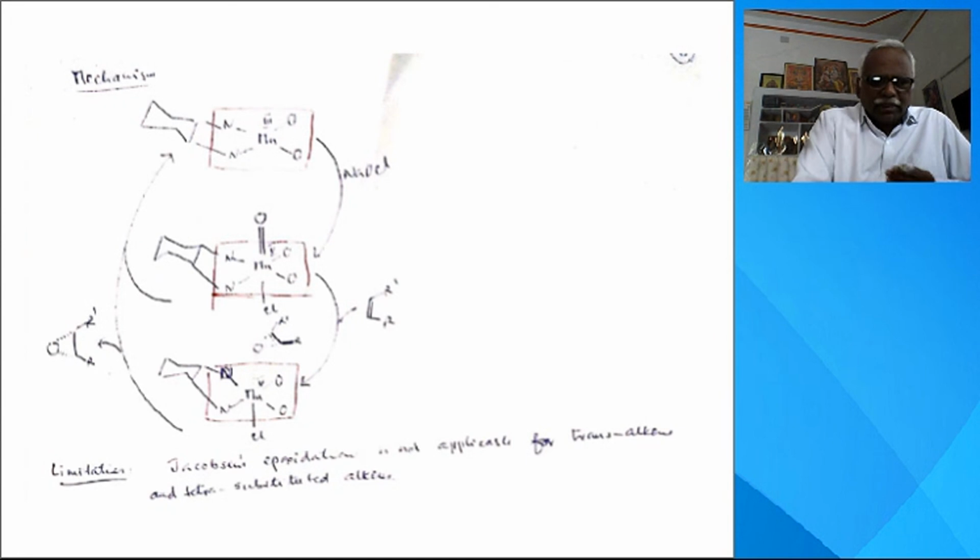So what is the limitation? The limitation is that this is not applicable for trans alkenes. Only cis alkenes undergo this reaction. Trans alkenes cannot undergo this type of reaction.